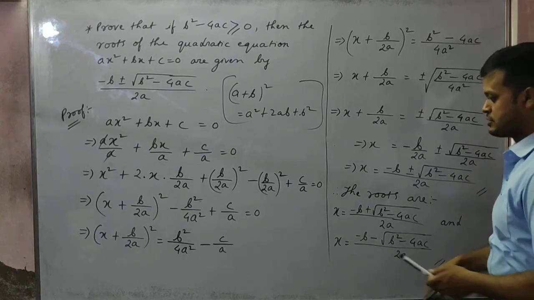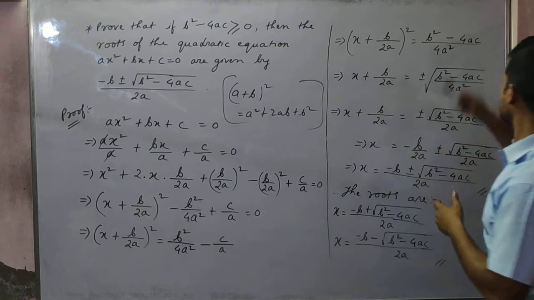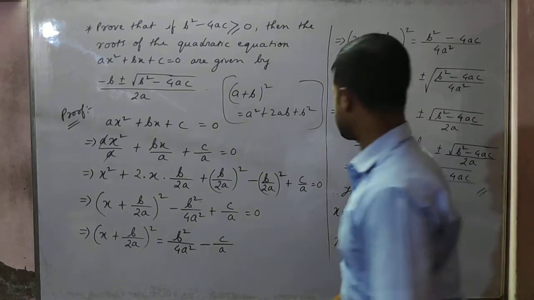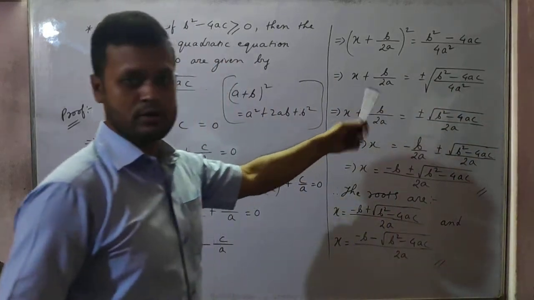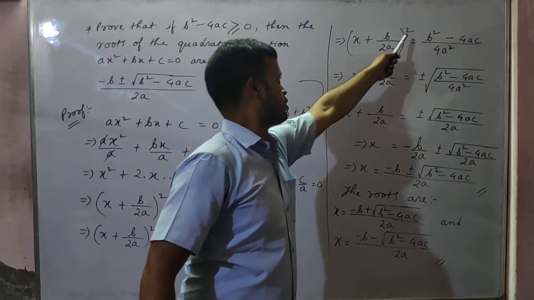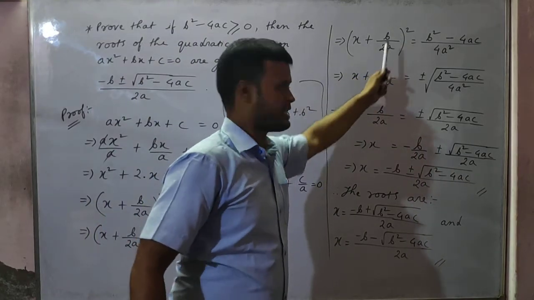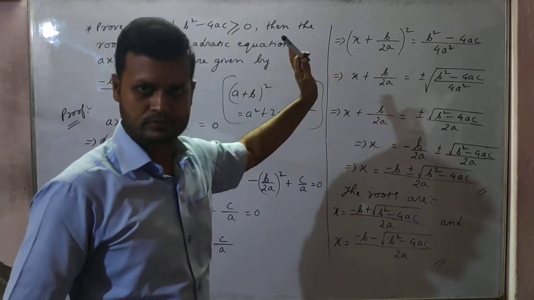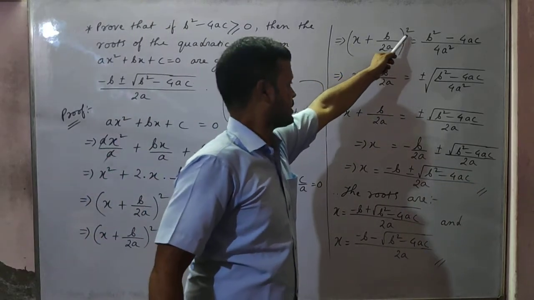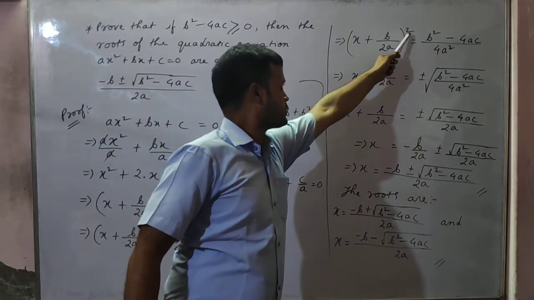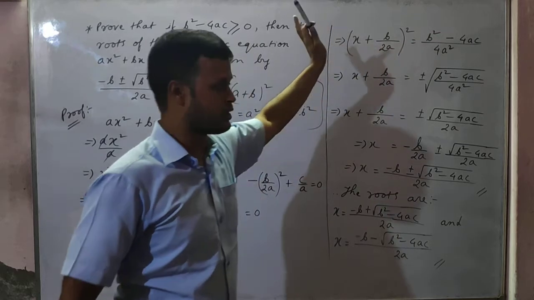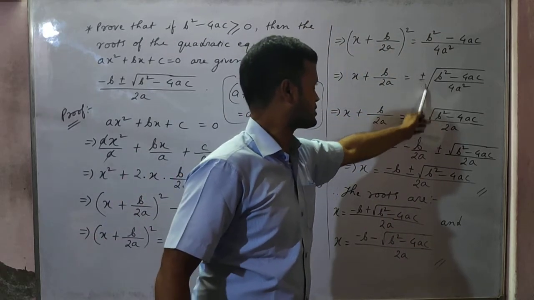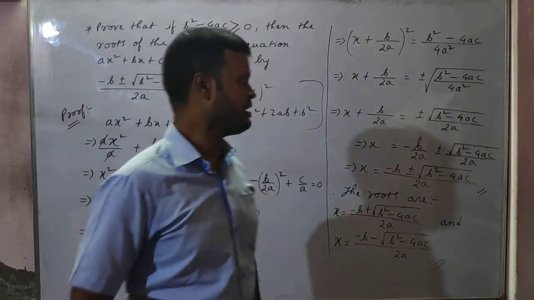Okay, 4a times c will become 4ac. Understood? Now on both sides I will take the square root. This side, one whole square is there, and this side, a whole square is there. If I take the square root, then the square will go. See carefully, the whole square is here. If I take the square root, the square will go, and on this side I will get plus minus root over b square minus 4ac by 4a square.